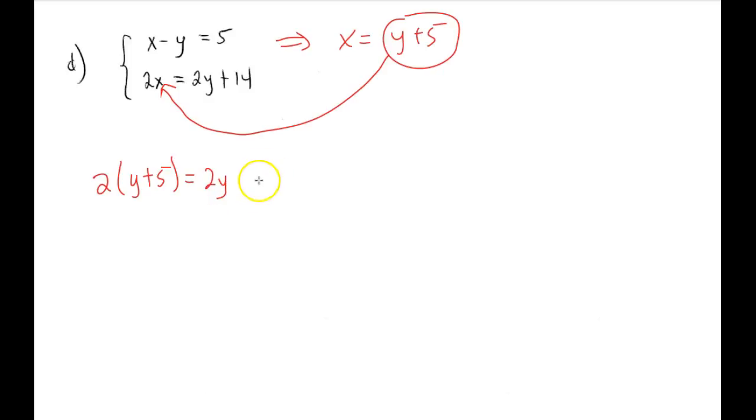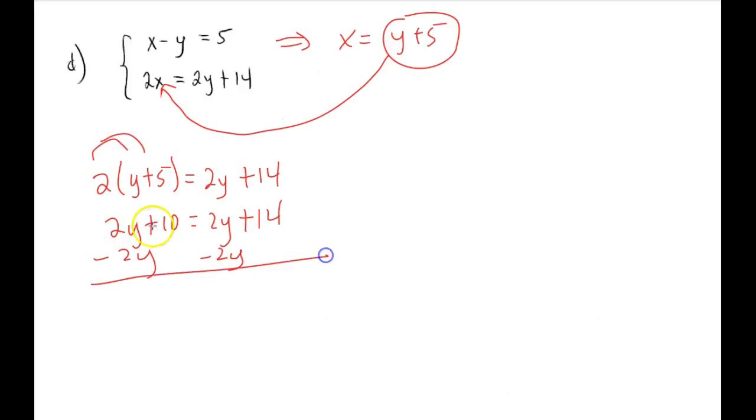you see that we'll have 2 times y plus 5, which is equal to 2y plus 14. From here, if we distribute our 2 across both terms, you'll see that we have 2y plus 10 equals 2y plus 14. And of course, if we subtract 2y from both sides, the 2y's cancel and we have 10 is equal to 14.